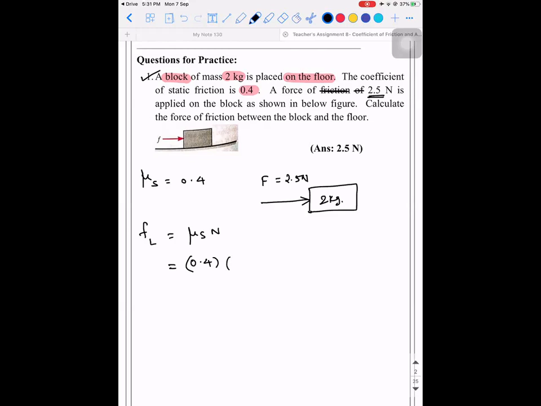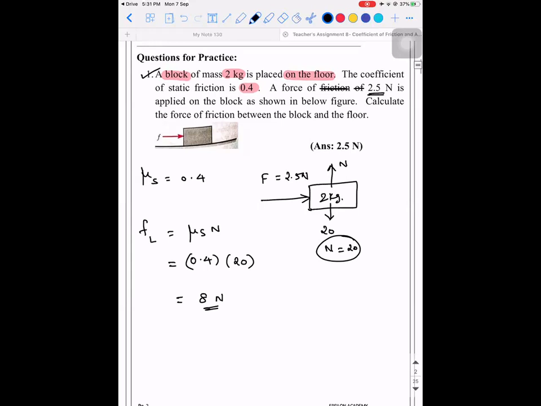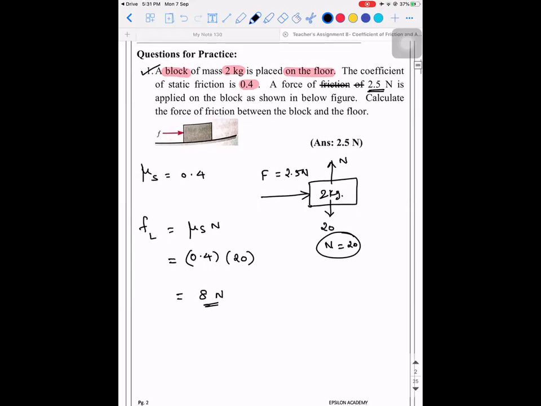Into what is the value of normal force that is acting. What will act in the downward direction? 20 Newton. What will act in the upward direction? That is the normal. So normal will be equal to 20. Accepted? So 0.4 into 20 is 8 Newton. So what do you understand from this? The maximum static friction the floor can offer to the block is 8 Newton. But what is the force that is applied on the block? The force applied on the block is 2.5 Newton.